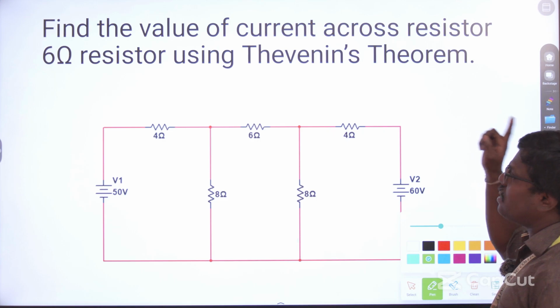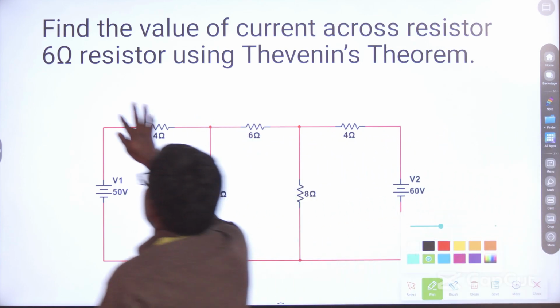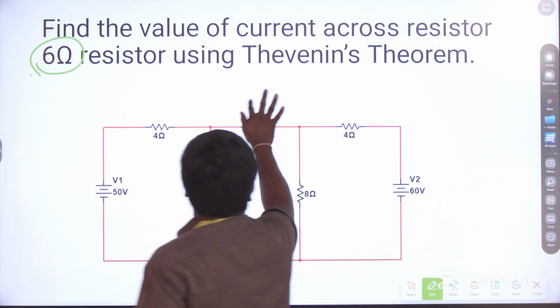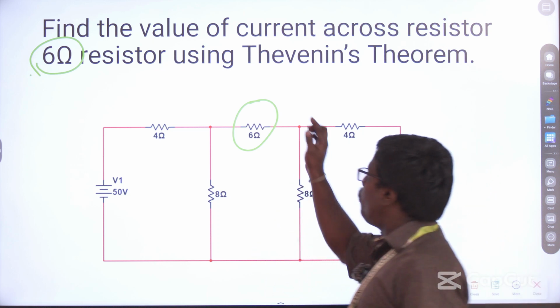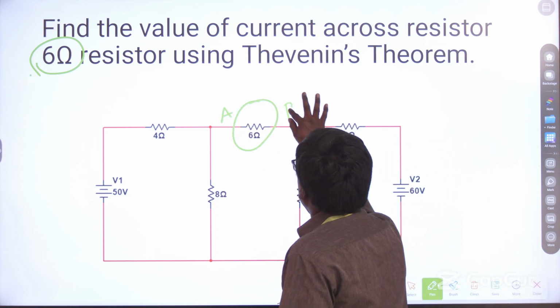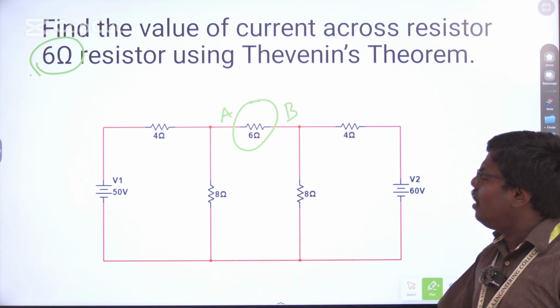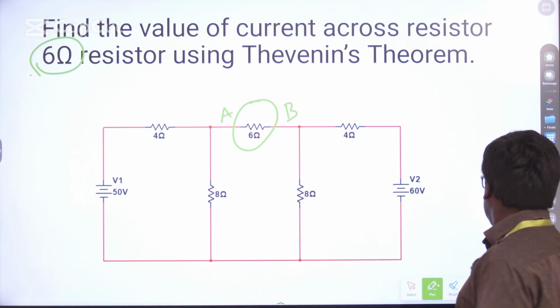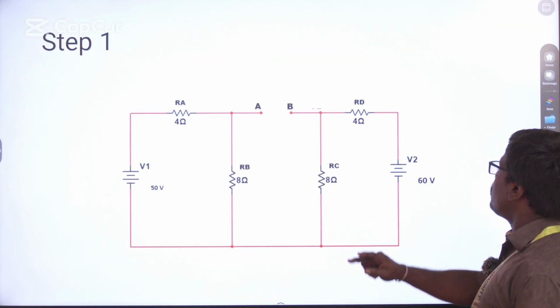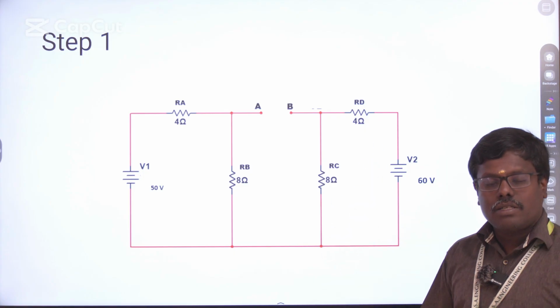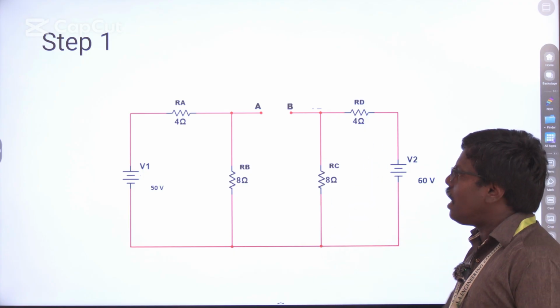So first step, what you have to do? You have to identify the load resistance. They have said it as 6 ohm. So the 6 ohm is in the middle, and I am going to remove it. Name the terminals A and B so that we can remove the resistance from the circuit. This is the first step we have to follow. So I have removed the resistance and named the terminals A and B.